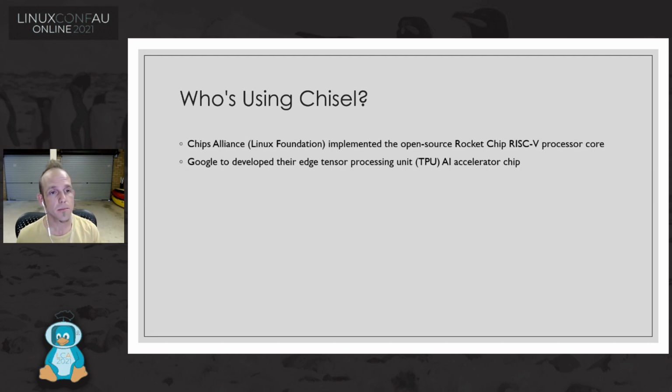Google has developed something called an Edge Tensor Processing Unit, TPU. This is an artificial intelligence accelerator chip. And they actually turned this into a physical chip. And there's a really good YouTube talk by the engineers that worked on this project, just talking about Chisel and the pitfalls and gains, just an interesting analysis on using Chisel in such a large scale project.